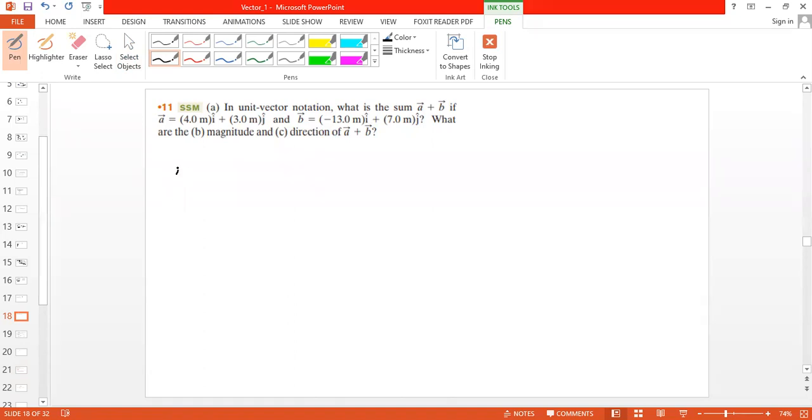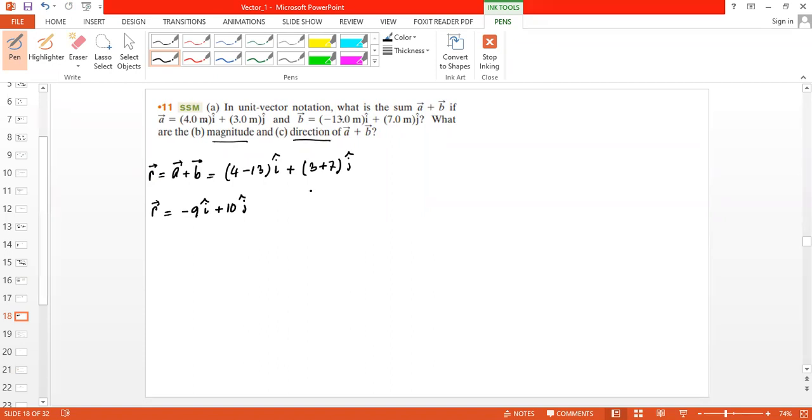You have to find out the magnitude of the A plus B vector. So vector A plus B, let's name it as R. Let's say R equals A plus B. So A plus B means we have to add the i component, 4 minus 13 i, plus 3 plus 7 j. So vector R equals minus 9i plus 10j. Is it clear? So this is my vector A plus B. And then what I have to find out? I have to find out the magnitude and direction of A plus B.